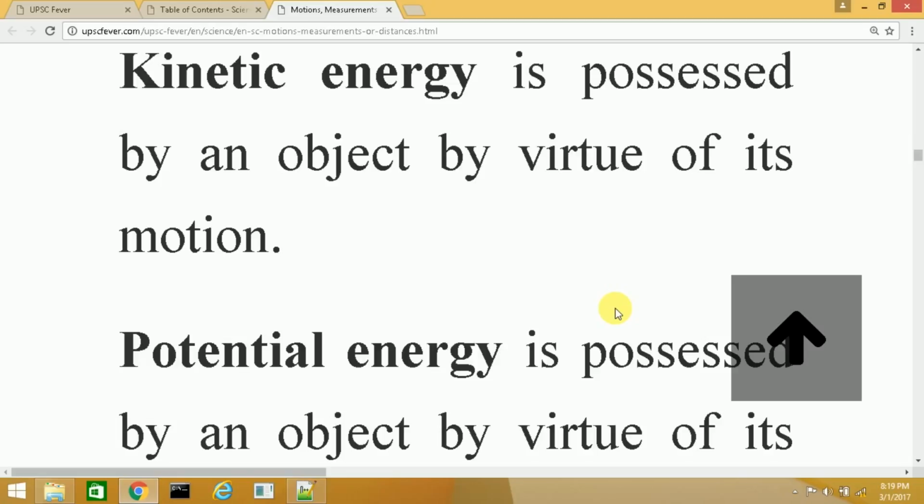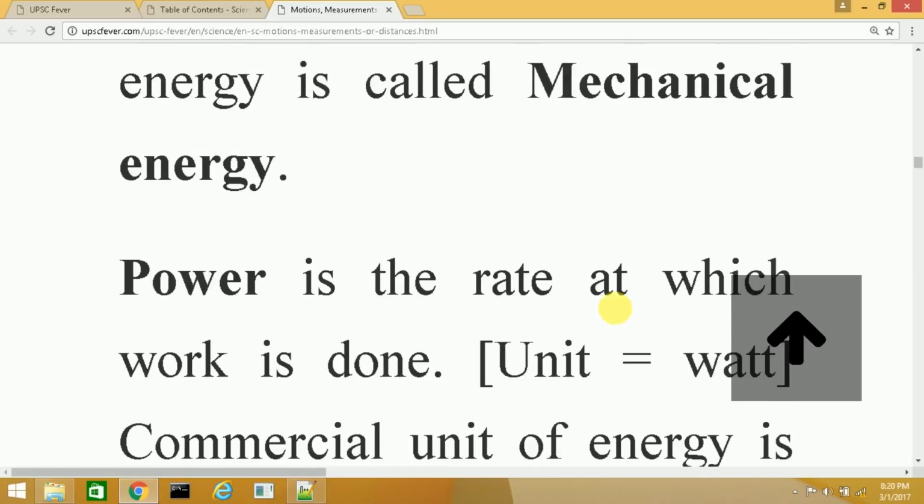Another important term here is power. Power is known as the rate at which work is done, and it is measured using the unit watt, which is written as WATT.